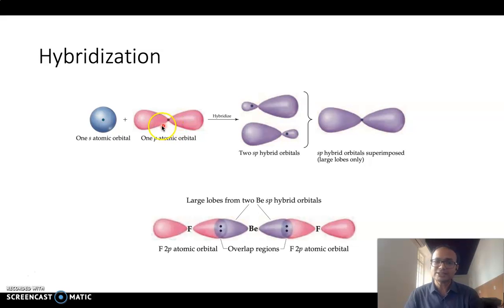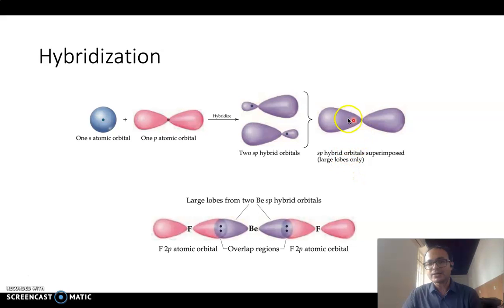So Pauling suggested that there is a mixing of the s and the p orbital, leading to two hybrid orbitals which are called the two sp orbitals. Why is it called sp orbital? Because it is a mixing of one s and one p orbital. So when two atomic orbitals mix, it leads to two hybrid orbitals, and both are equivalent, and both are termed sp hybrid orbitals.